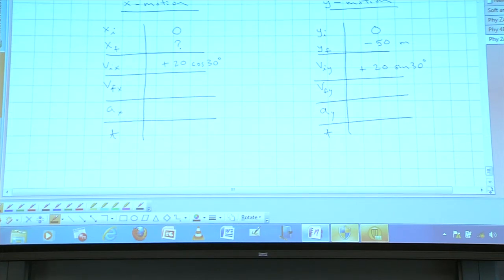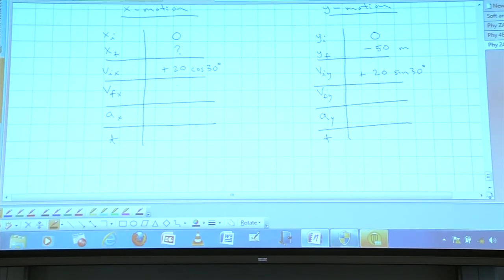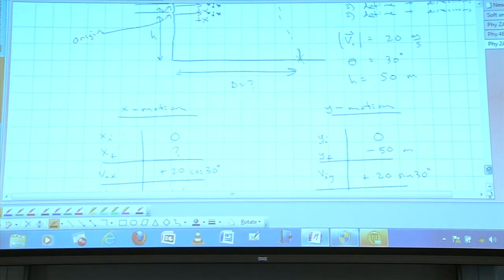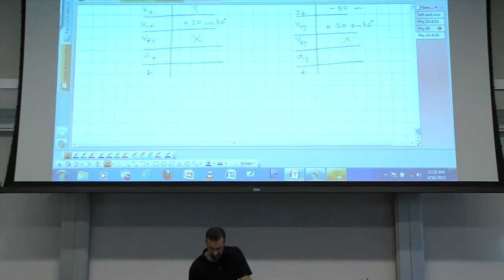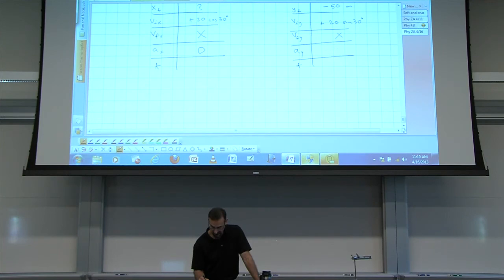V final. We know them? No. And we really don't care in this problem. You could find them if you want. We don't really care. Acceleration in the x direction? 0, right? There's no acceleration in the x direction for projectile motion problems. And in the y direction? 9.8 meters per second squared in the downward direction, which is negative for us.